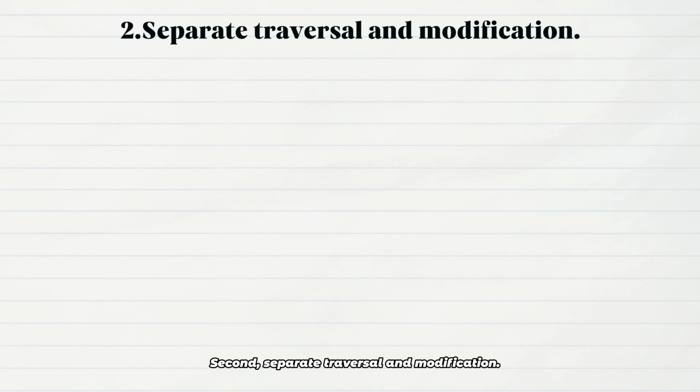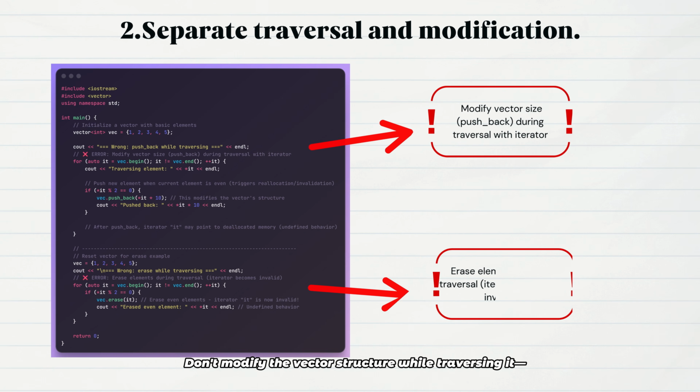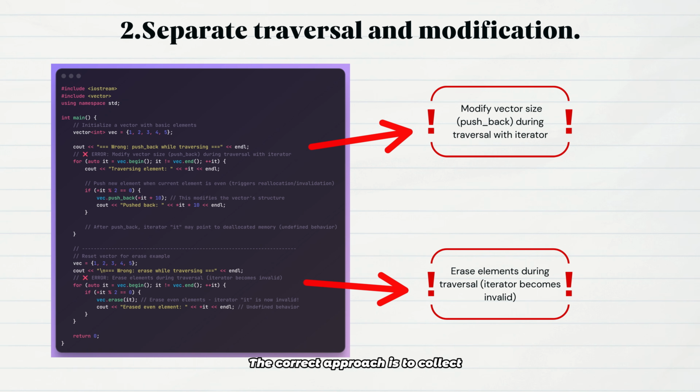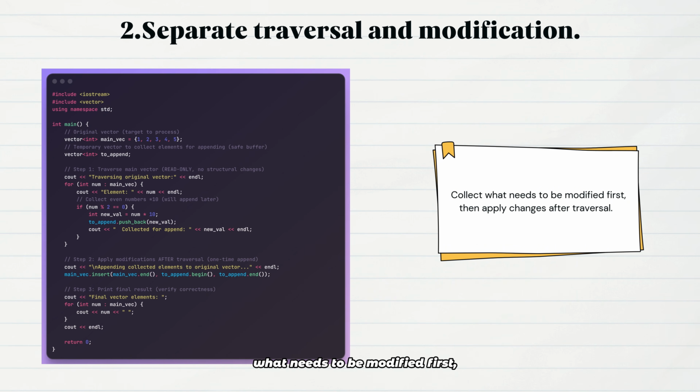Second recommendation, separate traversal and modification. Don't modify the vector structure while traversing it, push_back or erase during iteration. The correct approach is to collect what needs to be modified first, then apply changes after traversal. For example, if you need to append elements while iterating, store them in a temporary vector first, then use insert to add them all at once after the loop. This avoids iterator invalidation at the root.